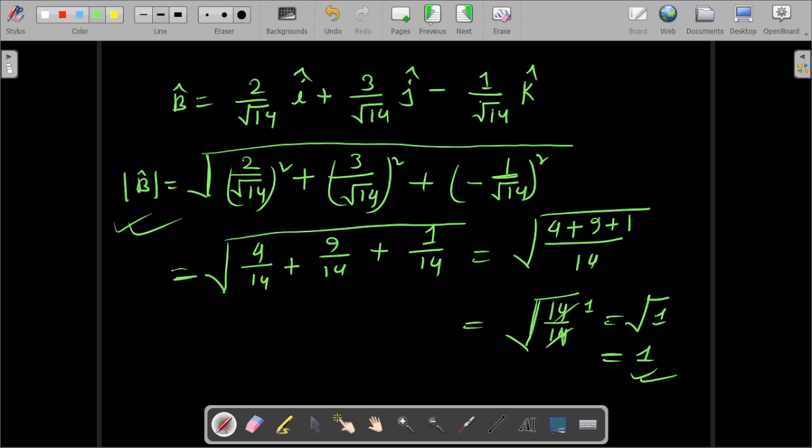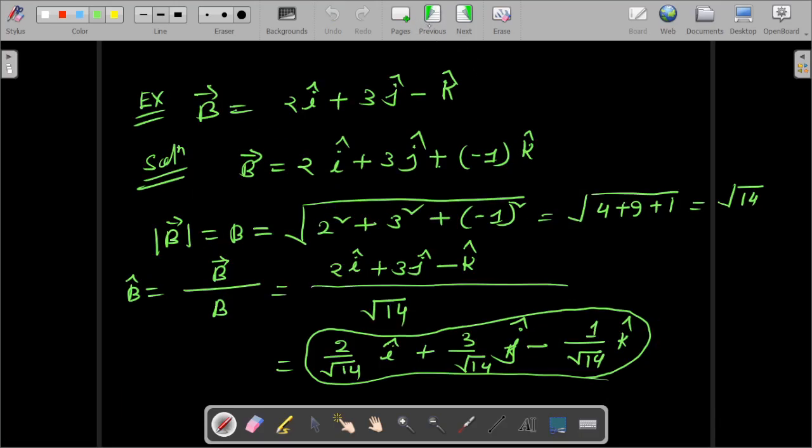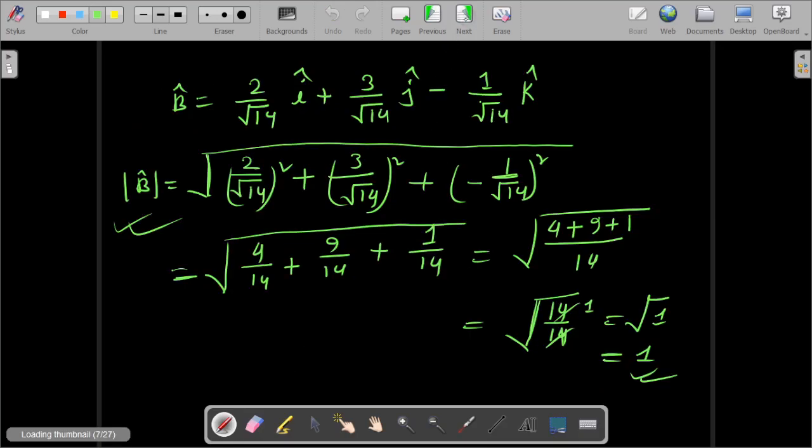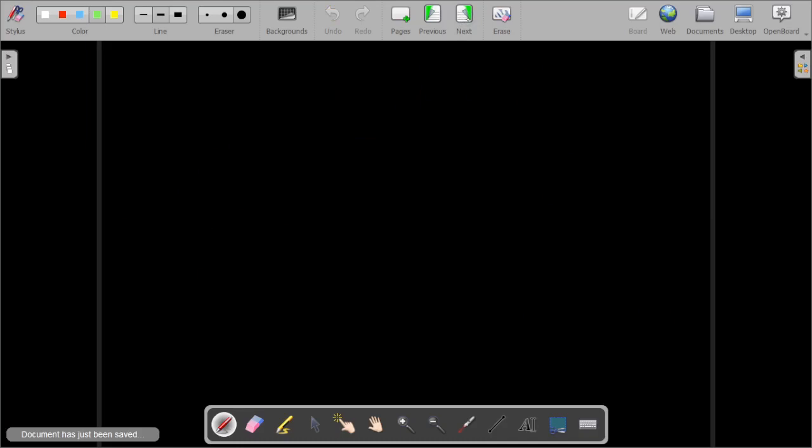In this way you have to find out the unit vector in the direction of a given vector. First you have to find out the value of the given vector in this way, and divide the given vector by the value of it, and you'll get the unit vector in the direction of the given vector. Okay. Now let's proceed to our next topic.